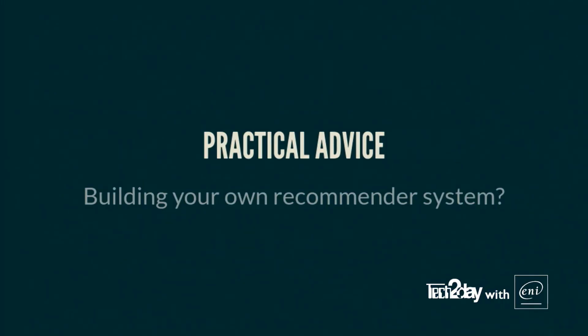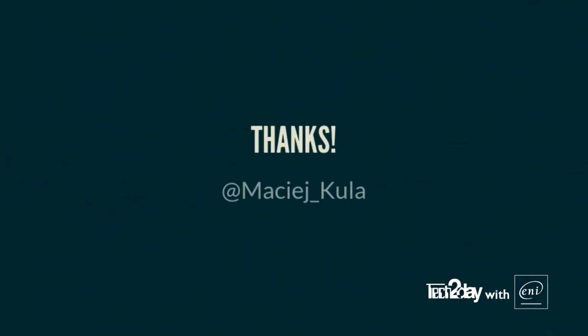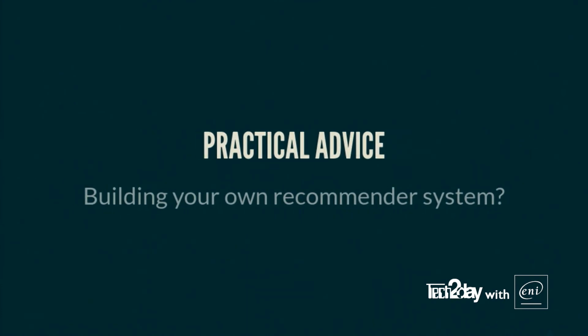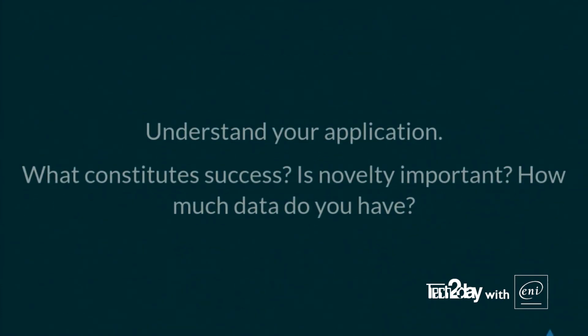So I guess practical advice, if you're building your own recommender system. You need to understand your application. Like, is novelty important? Is popularity important? How much data do you have? If you have lots of data, maybe a collaborative system will work. If you don't have lots of data, maybe you need to use a hybrid system or use the metadata that you have on items and users to make your system work.